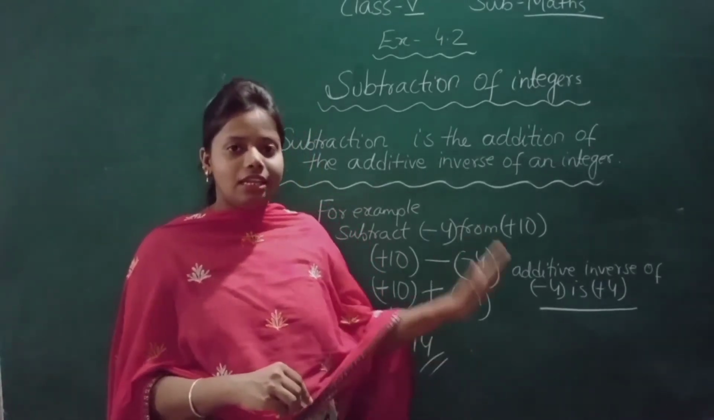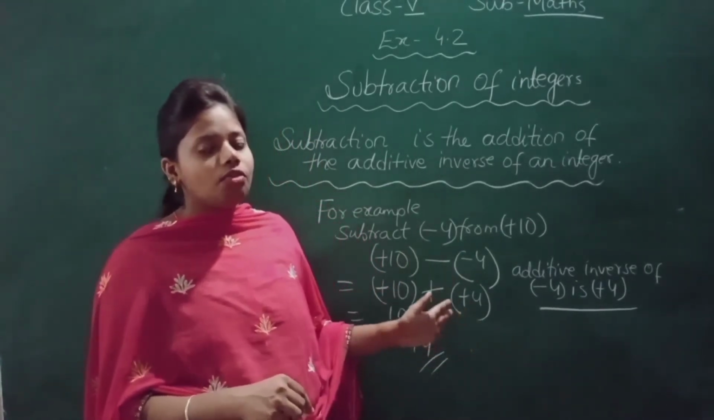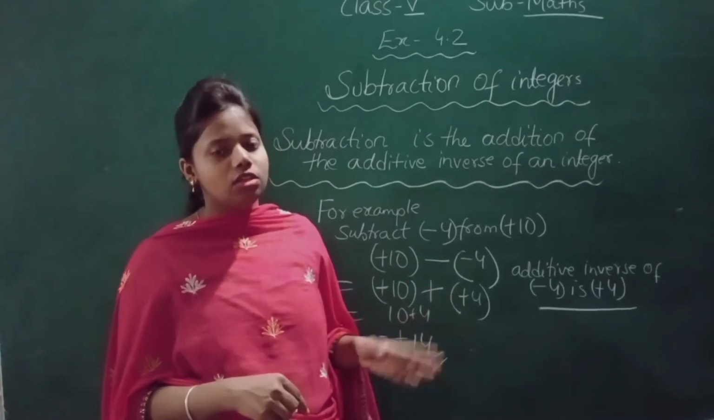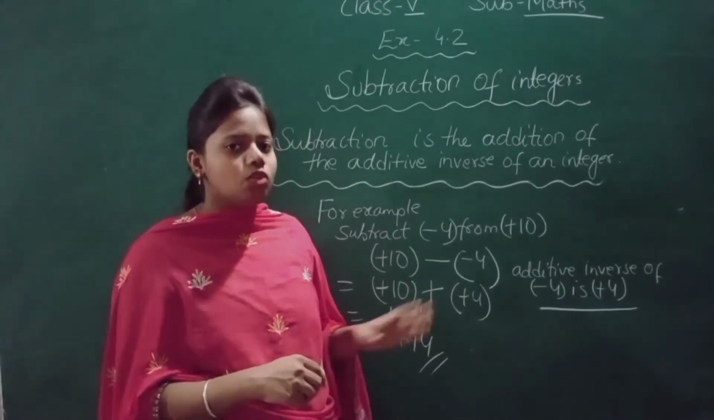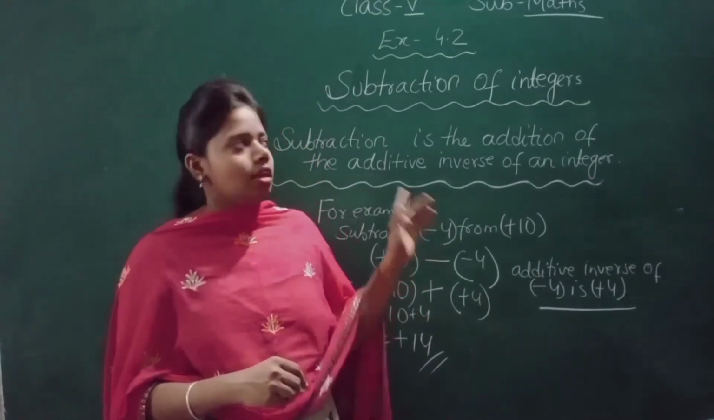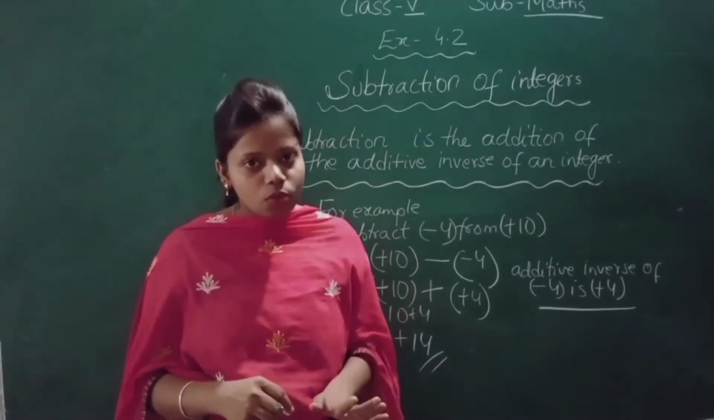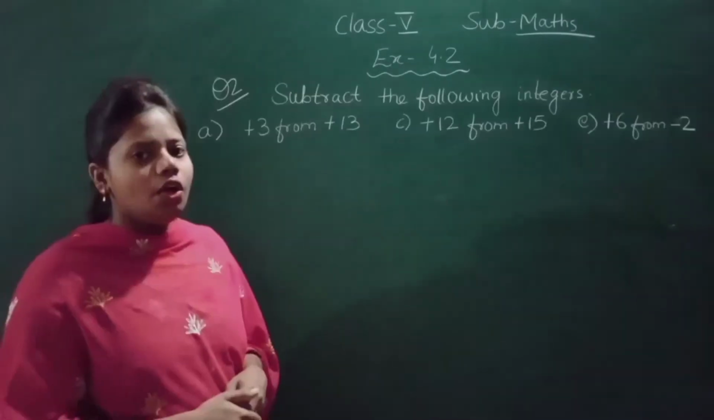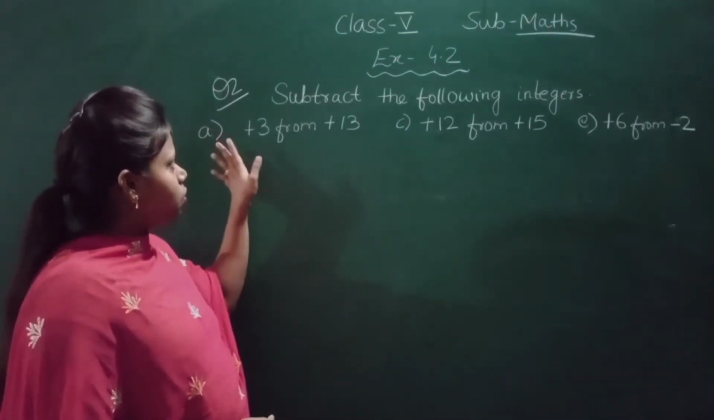We will find the additive inverse. Then we will use the addition of integers rule. And then we will do it. I hope you have understood. Now let's do the exercise. Exercise 4.2 question number 2, subtraction of integers. Now question number 2, what is it?